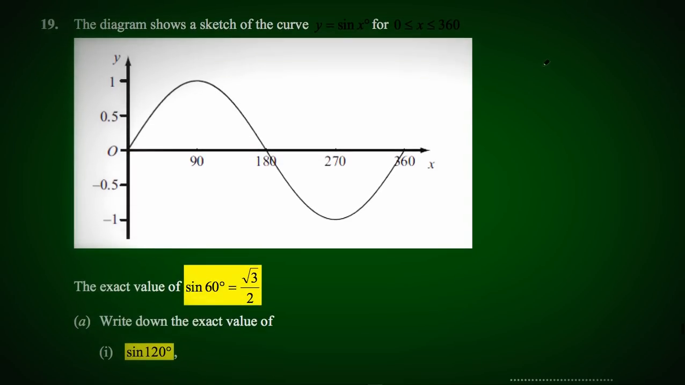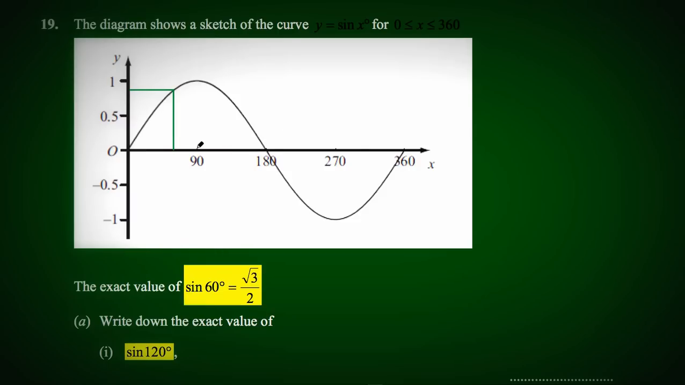Question 19. The diagram shows a sketch of the curve y equals sine x for 0 to 360 degrees. The exact value of sine of 60 degrees is root 3 over 2. So that tells me that if I look at 60 degrees, which is around here, and do a vertical line there, that reading there is root 3 over 2. Write down the exact value of sine 120.